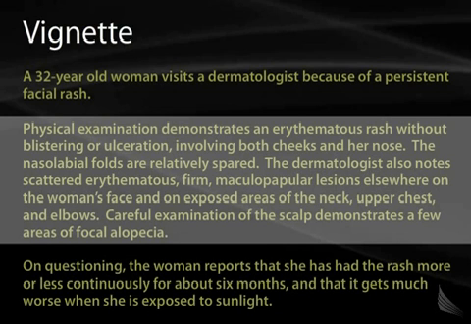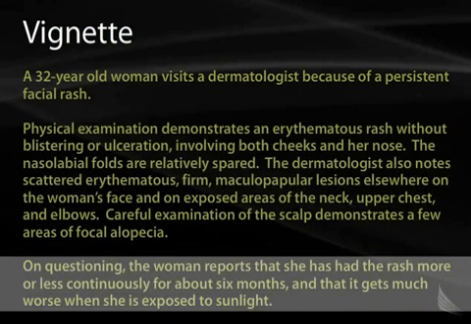Careful examination of the scalp demonstrates a few areas of focal alopecia. On questioning, the woman reports that she has had the rash more or less continuously for about 6 months, and that it gets much worse when she is exposed to sunlight. So a lot of things going on here. We have a woman coming in, persistent rash, nasolabial fold sparing, other maculopapular lesions. This rash tends to get worse when she's exposed to sunlight.